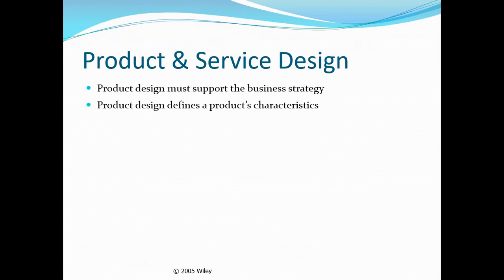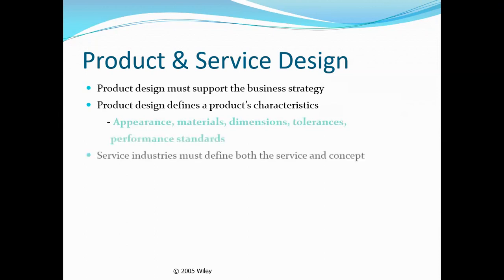And then the product design would define the product's characteristics. Like we mentioned in the previous chapter, we figure out the strategy and then the operations strategies, and then what would be our targeted customers, order winner, order qualifier, and then what should we focus on, right? So this should be connected. So the product characteristics: the appearance, what materials you use, the dimensions, tolerances, and then performance standards. Those are the things that we have to set up.